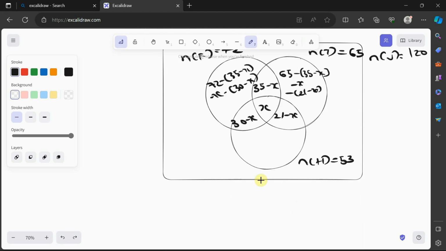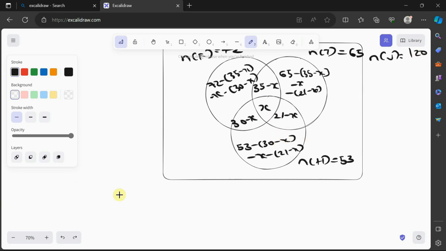Same thing, so this would be 53 minus 30 minus X, then minus 21 minus X. It's just a bit more complex because it's 3 sets. Now if I want to do this, I can add each of all these and they must give me 120.